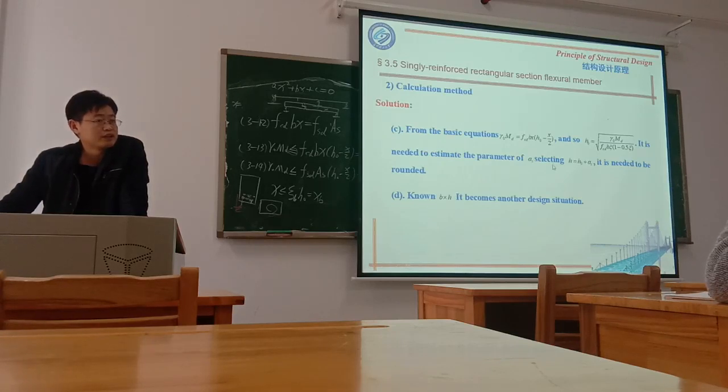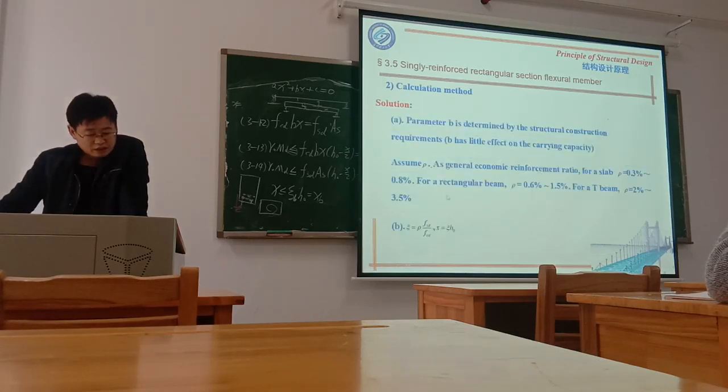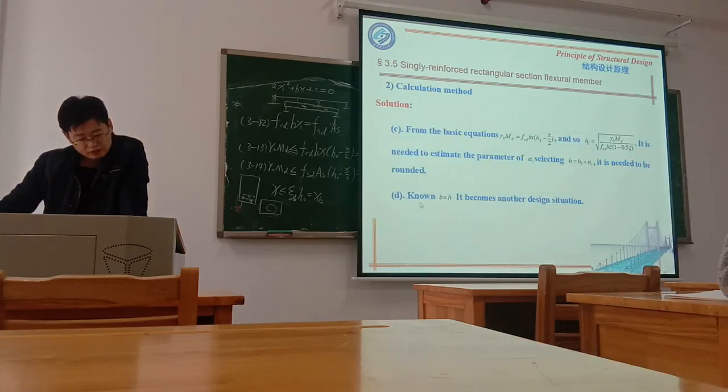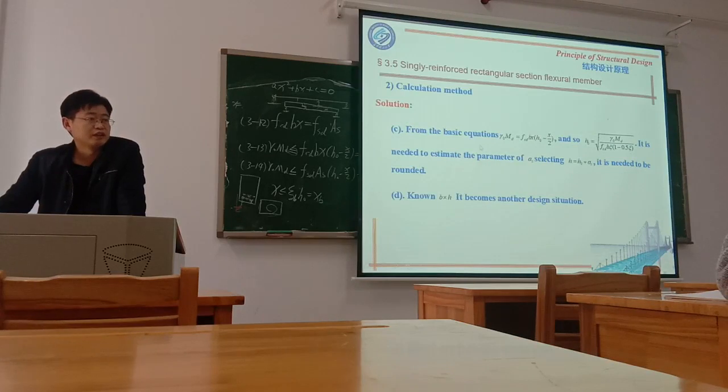But compared to the first situation, here we first need to assume the reinforcement ratio and then AS. So now we have determined B and H, then the dimensions of the section you have got. Then once you know B and H, it becomes the first situation.